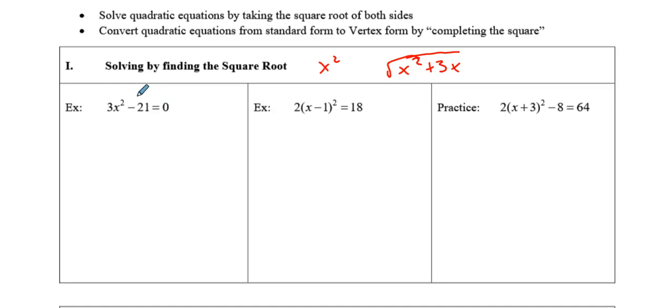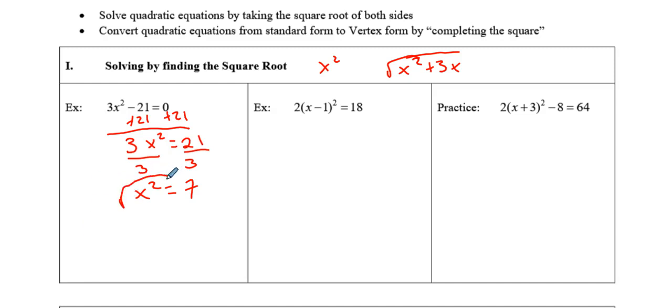So again, the first step is to isolate the x squared term. So we'll add 21 to both sides. And then we have 3 times x squared equals 21. And then we'll divide out that coefficient. And we're left with x squared equals 7. Okay, so now we can do the inverse operation of squaring, which is taking the square root. And we end up with x equals plus minus the square root of 7. So this is an important aspect here because we don't know if the x value is a positive or a negative, so we have to account for both solutions.